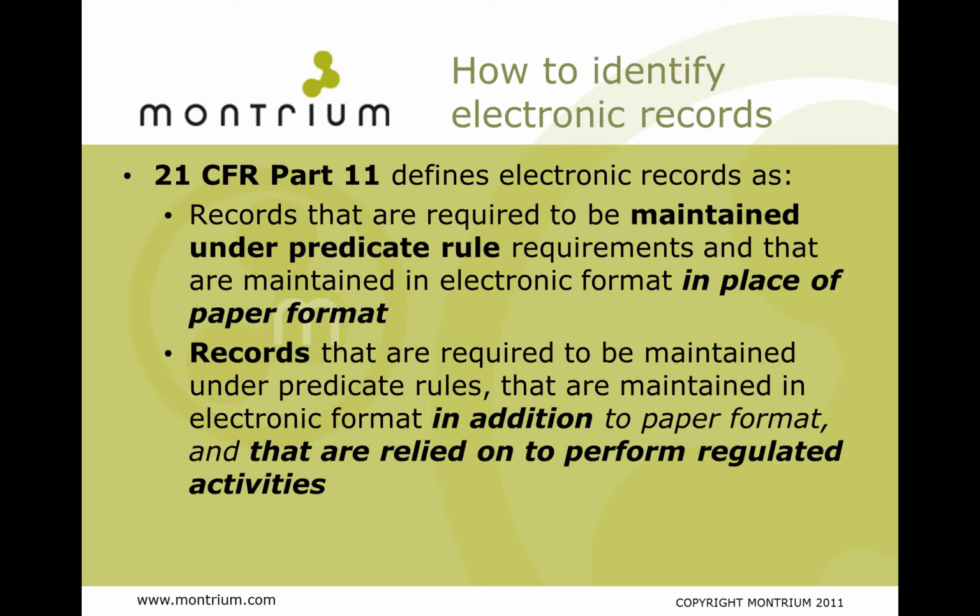So the 4 different types of electronic record: the first is records that are required to be maintained under a predicate rule and that are maintained in electronic format in place of paper format. So these are true electronic source records. There is no paper at all here. The second are records that are required to be maintained under predicate rules and that are maintained in electronic format in addition to paper format. So we're really talking about electronic copies of paper source documents that are relied upon to perform regulated activities.